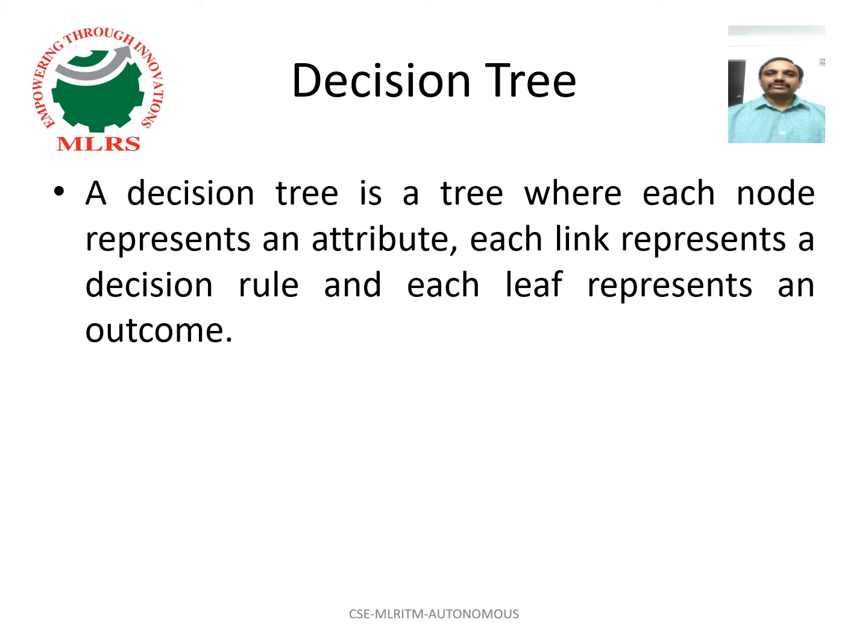In this video, we'll discuss the decision tree algorithm. A decision tree algorithm is a supervised learning algorithm. A decision tree is a tree where each node represents an attribute, each link represents a decision rule, and each leaf represents an outcome.